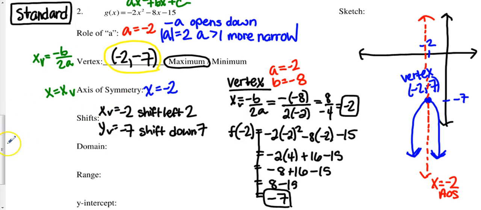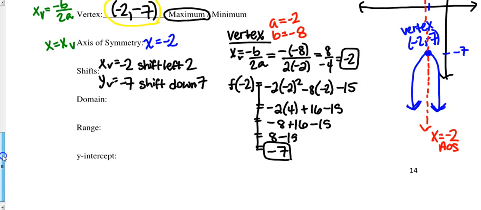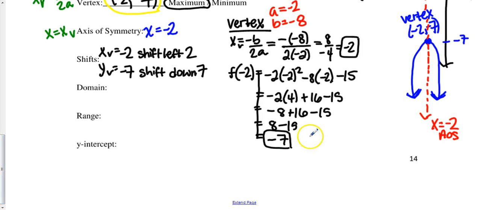Please work on domain, range, and y-intercept on your own, and then we will compare answers. So domain, range, and y-intercept on your own. The domain will always be all real numbers.